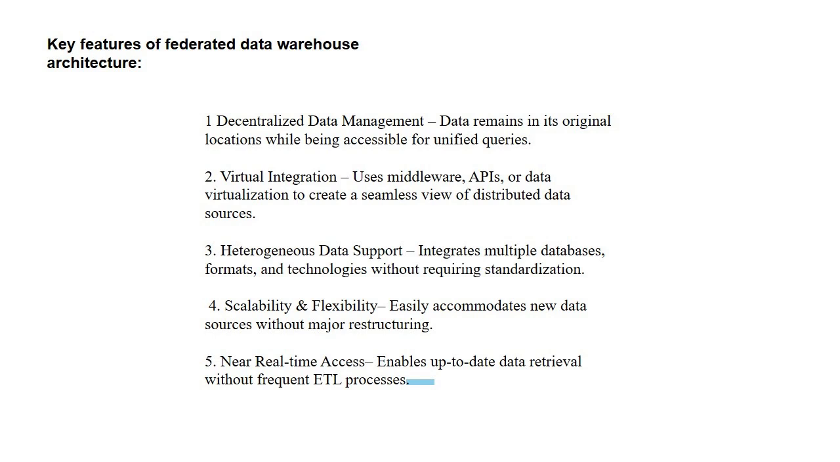So next we will discuss the key features of federated data warehouse architecture, and these are the main key points of the subject. The first key feature is decentralized data management. Decentralized data management means data remains in its original location while being accessible for queries. This data cannot be removed. It stays at its original place.